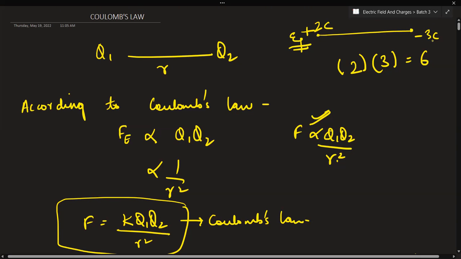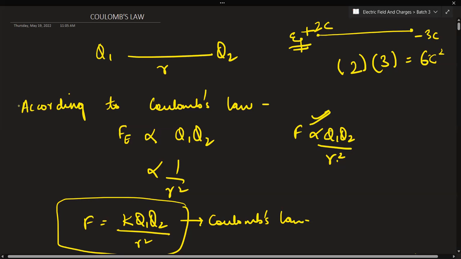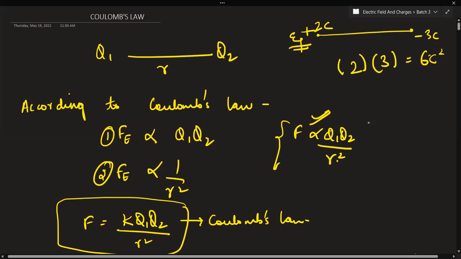So 2 multiplied by 3 is equal to 6. This will be 6 coulomb square. So electric force will be directly proportional to this only, the product of magnitude of charges. And it is inversely proportional to the square of the separation between them. These are the two statements of Coulomb's law. Electric force is first directly proportional to the product of magnitude of both the charges, and electric force is inversely proportional to the square of the distance separating the two charges. So this is how the proportionality will be looking.